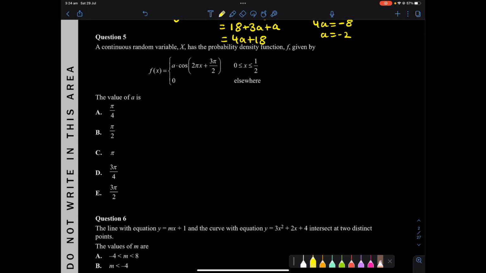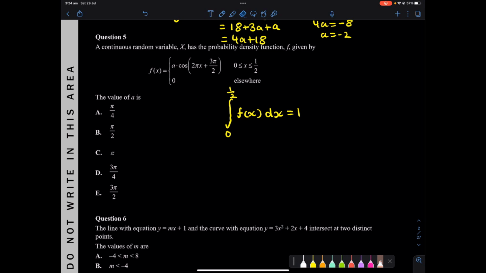Okay, to do this, it's very easy. Normally use your calculator. So what we're going to do is take the integral from 0 to half of the function f of x with respect to dx, and we know it should equal 1 because it's a probability density function, and the whole thing adds up to 1.